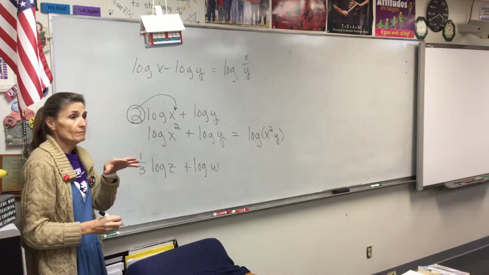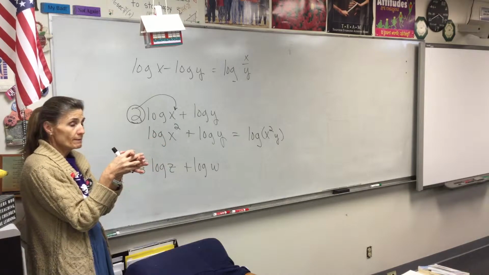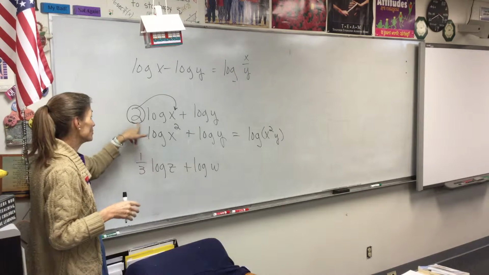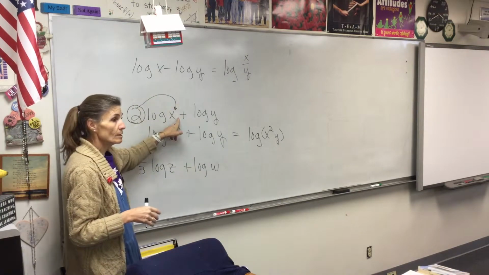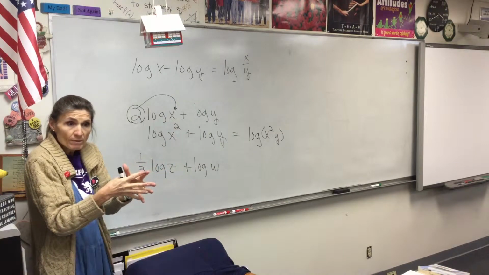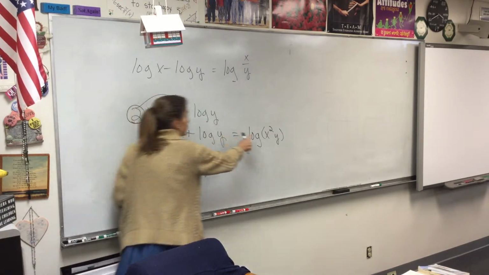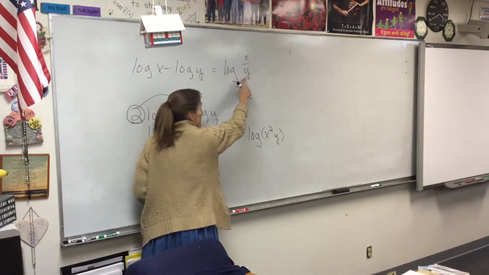Your objective is to take the two logarithms and smush them into one. You can't do that until you deal with this. So we dealt with that. Then we squish them together. If it's a plus problem, an addition problem, it goes together as a multiply. If it's a subtract, it goes together as a divide.